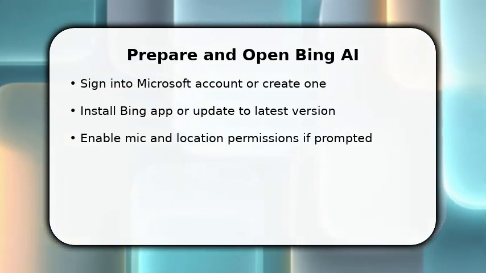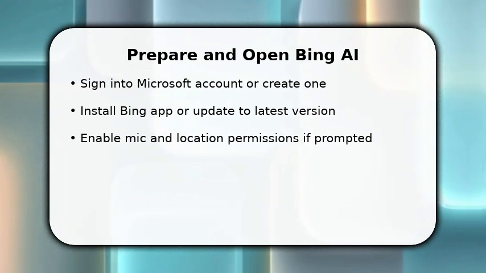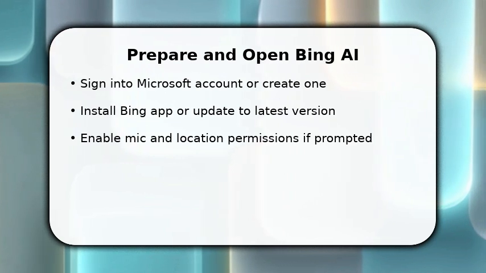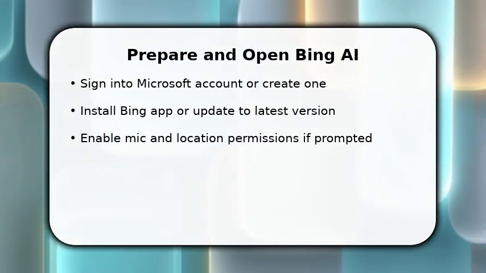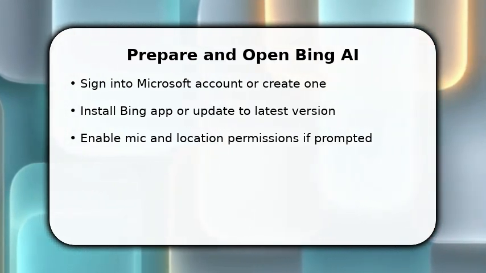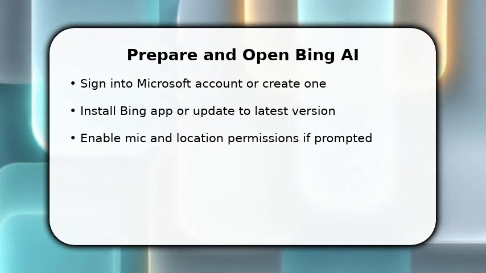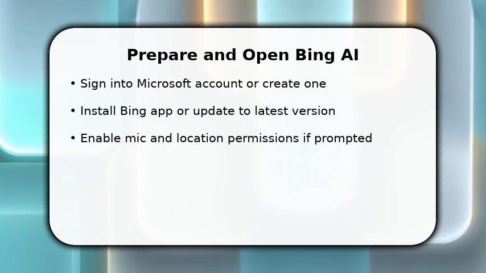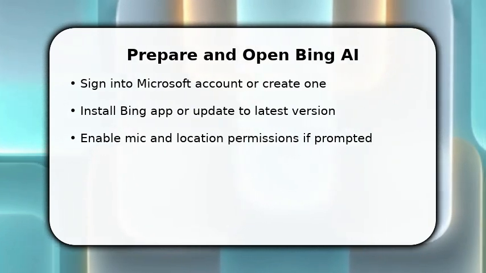You start by signing into your Microsoft account so the app can personalize responses. If you don't have one, create it now. Once done, open the Bing app and allow required permissions like microphone and location to enable voice search and local context. Make sure the app is updated to the latest version for newest features. Now tap the chat or search bar to begin. This first step gives Bing the access and context it needs to help you quickly.